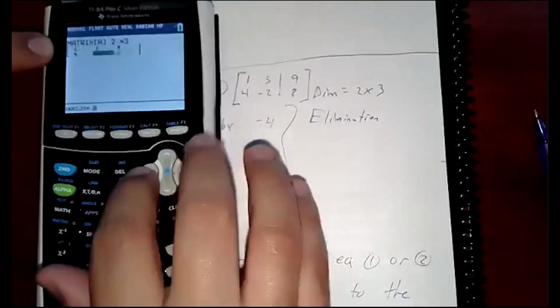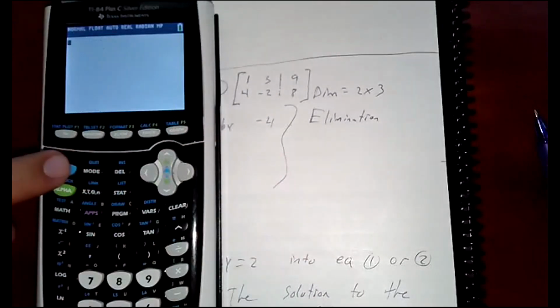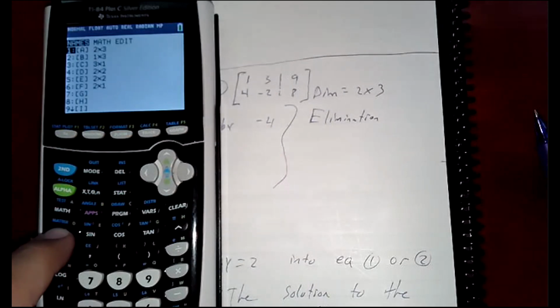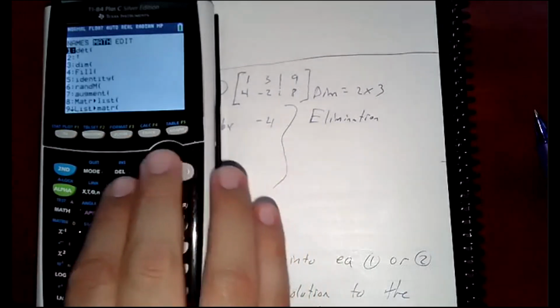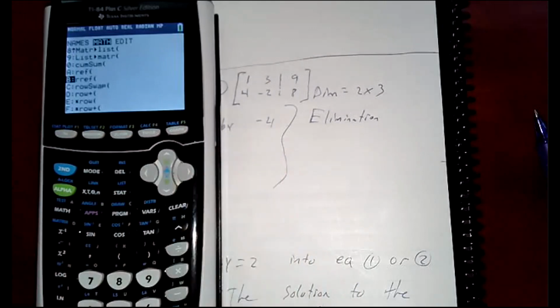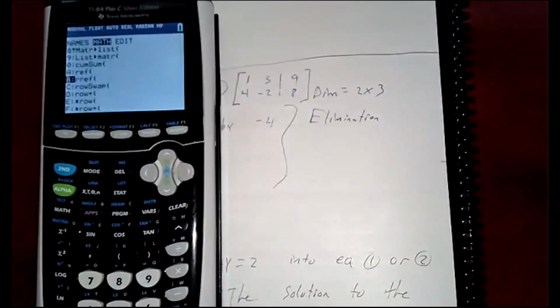Once they're all entered, just hit second mode. It lets you get back to the main menu. Now we go back to the matrix menu by doing the same thing, second and x inverse, and then you go to math. All the math operations in here are only for matrices. So RREF is the one you want to use to solve a matrix. It's way at the bottom.